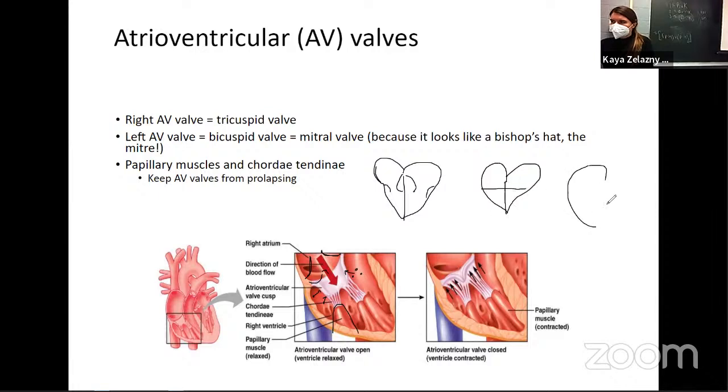What we don't ever want to happen is to have them go like that. That's not a state your valves should ever be in. Right. So the papillary muscles are preventing this third state. Does that make sense?